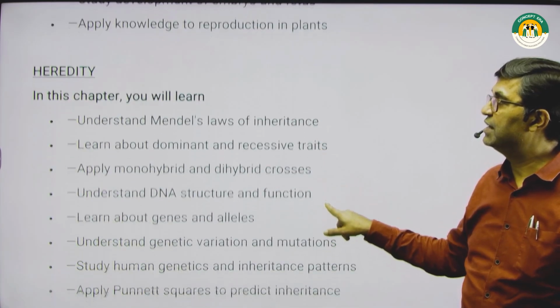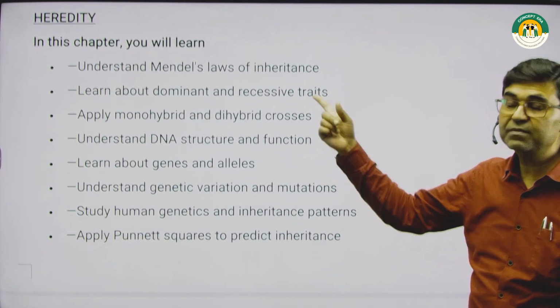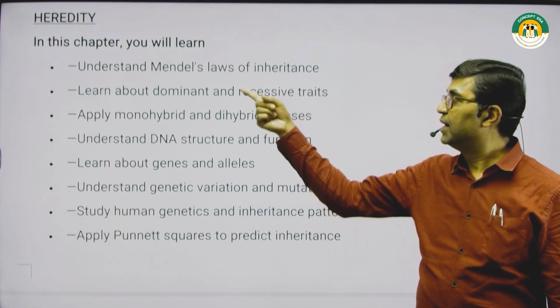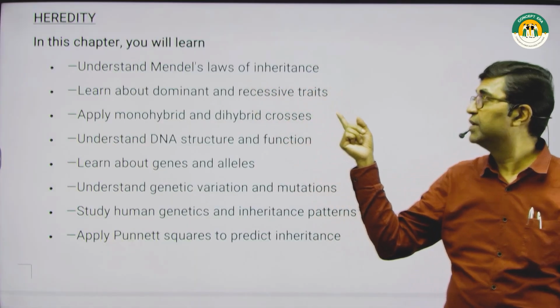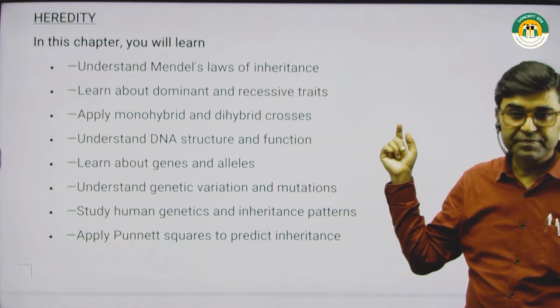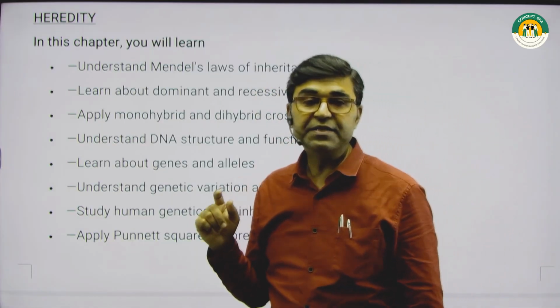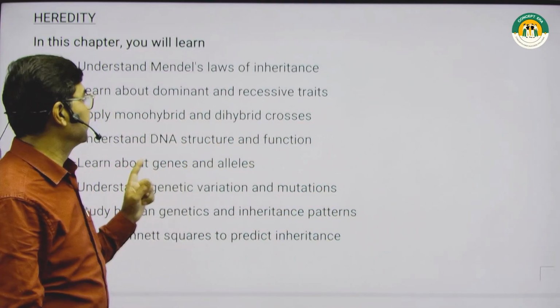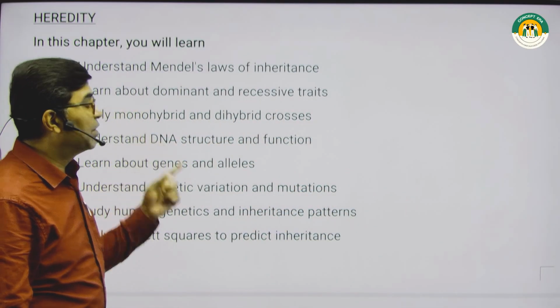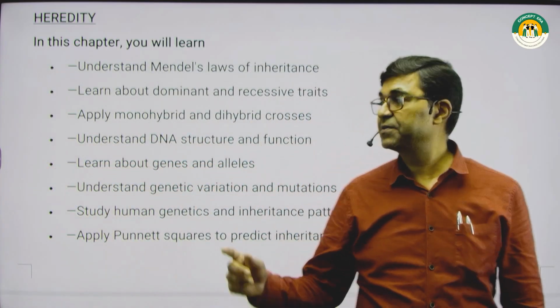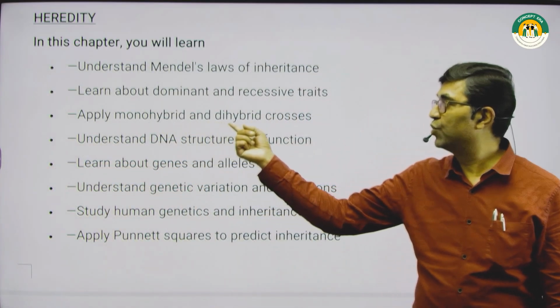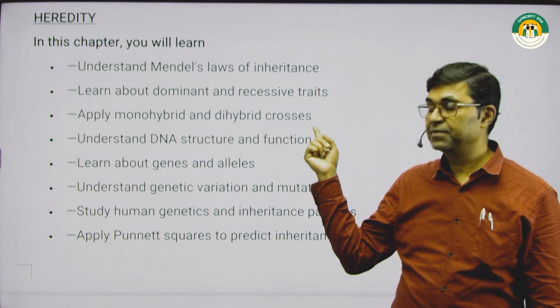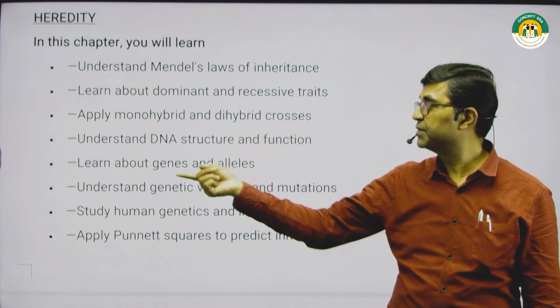Next, a very interesting and small chapter, heredity. Understand Mendel's law of inheritance. Inheritance and heredity mean generally one and the same thing. Learn about dominant and recessive traits. Apply monohybrid and dihybrid cross, making of the Punnett square.